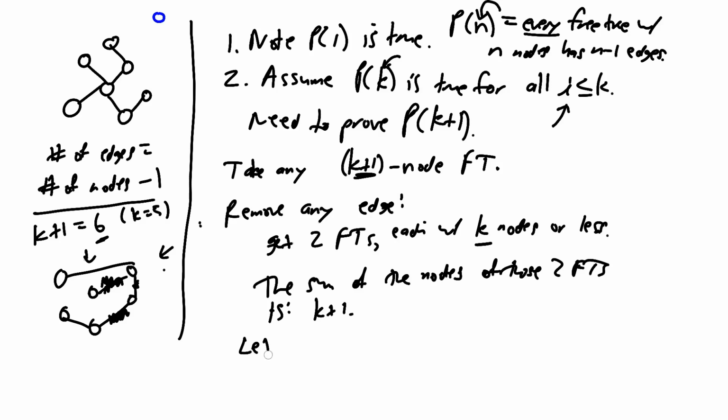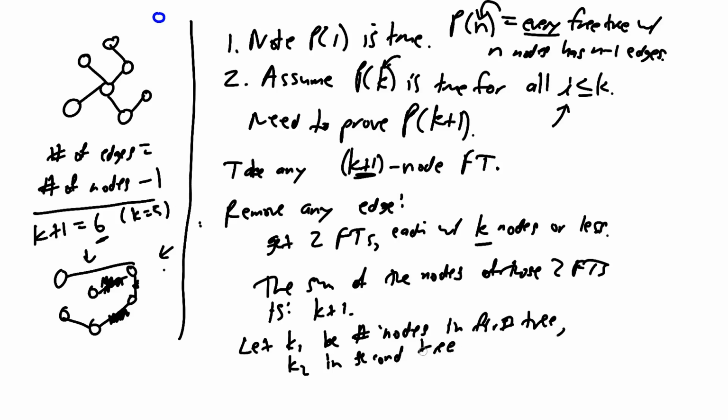Okay, now, let K1 be the number of nodes in the first tree and K2 in the second tree. So we're just defining some variables here, right? We can divide our tree any way we want by removing any edge. And we're saying we'll just call K1 the number of nodes in the first tree, K2 the number of nodes in the second tree. Okay, so how many edges in the first tree that resulted from our severing it here? And the answer is K1 minus 1.